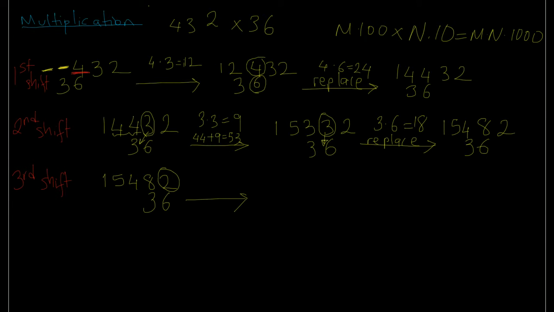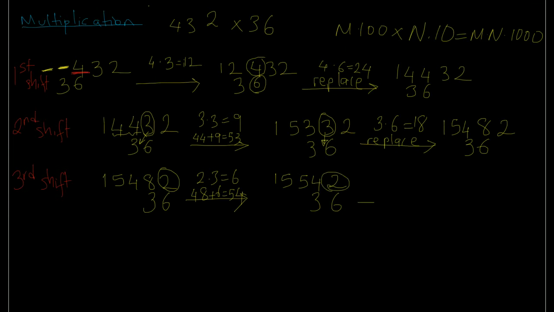So 2 times 3 is 6, of course. And we add 6 to 48. The result is 54. So we get 1, 5. So 48 will be replaced by 54 and 2 and 36. Now we are almost done.